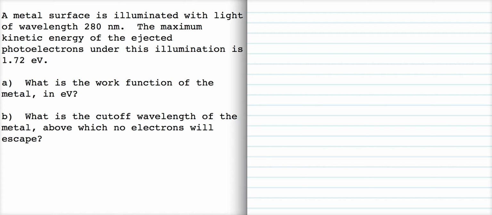Alright, so we have a photoelectric effect problem. Let's start by finding out the energy of the incident photon, which is calculated with hc over lambda. Okay, so we're going to write down our constants here. Our wavelength here is 280 nanometers. So that works out to be, well, I'll write it down here. That works out to be 7.1 times 10 to the minus 19 joules.